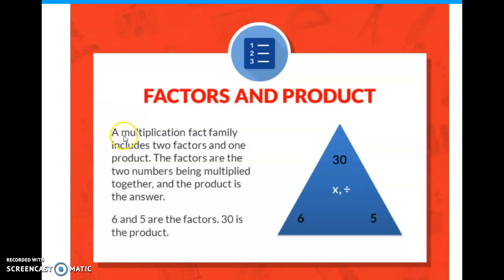Factors and product. A multiplication family includes two factors and one product. The factors are the two numbers being multiplied together, and the product is the answer. So just like I said earlier, 6 and 5 are the factors, and 30 would be the product.